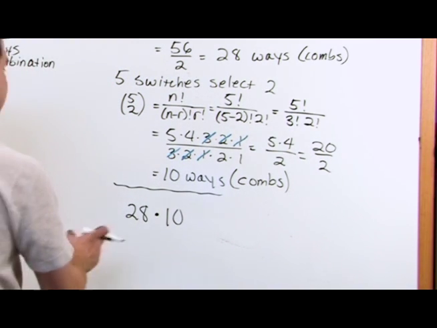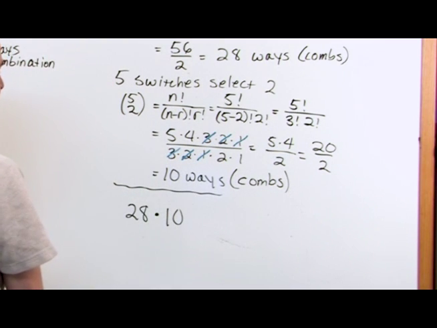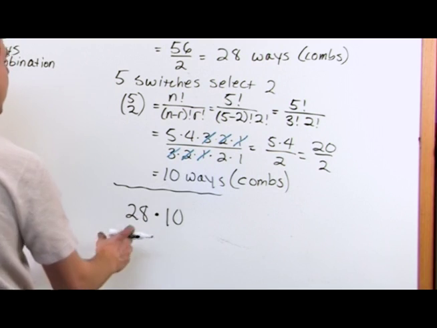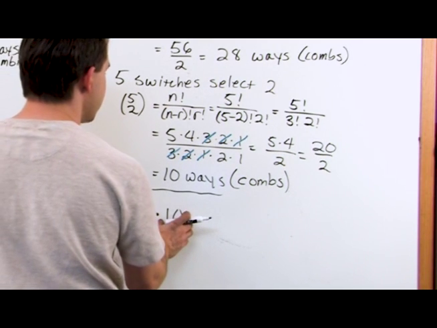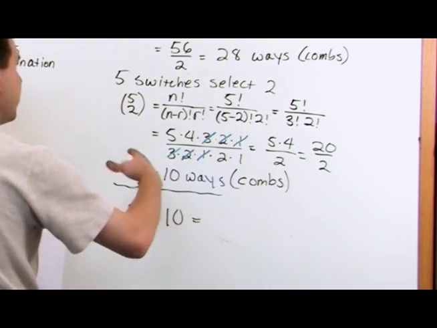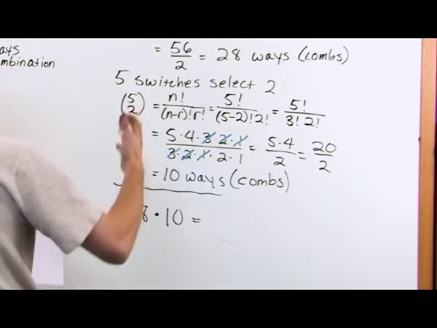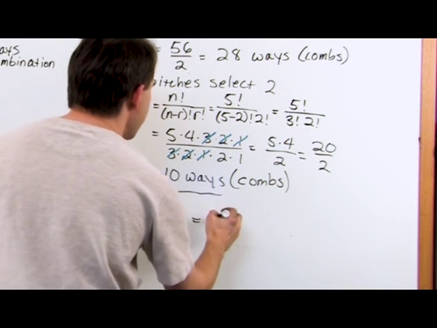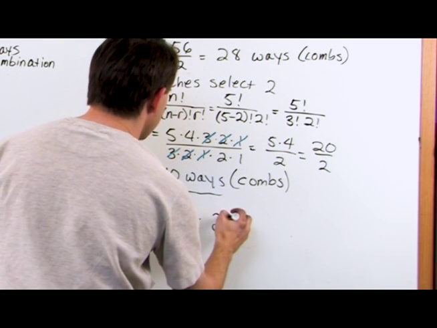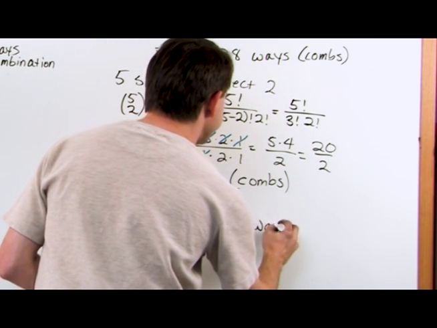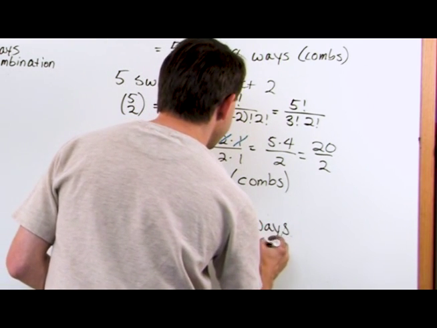Okay, so this is the fundamental counting principle here. Event 1, picking the 2 motors, happens 28 ways. Event 2, which is the number of ways you can pick the switches, happens 10 ways. So altogether, when you have all of these things going on at once, you can select the motors in 28 ways and the switches in 10 ways. There's a grand total of 280 ways to do the whole thing, which are combinations.